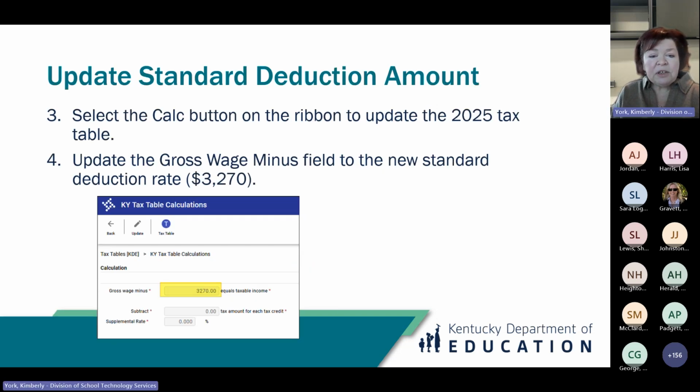And you'll update the standard deduction amount. So select the Calc button on the ribbon to update the 2025 tax table. You'll update the gross wage minus field to the new standard deduction rate of $3,270.